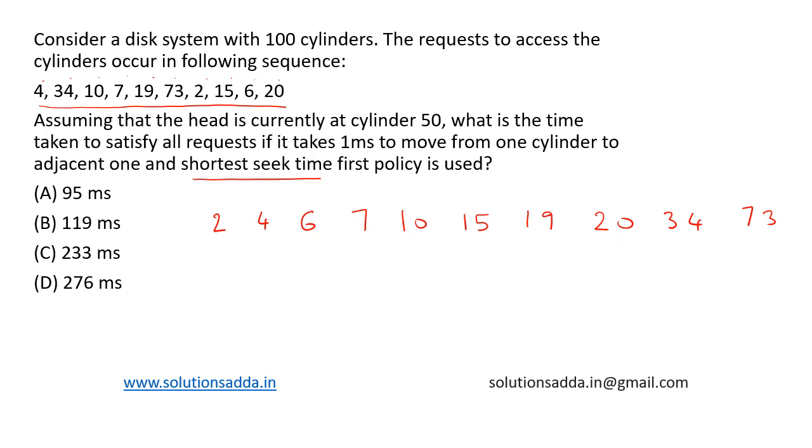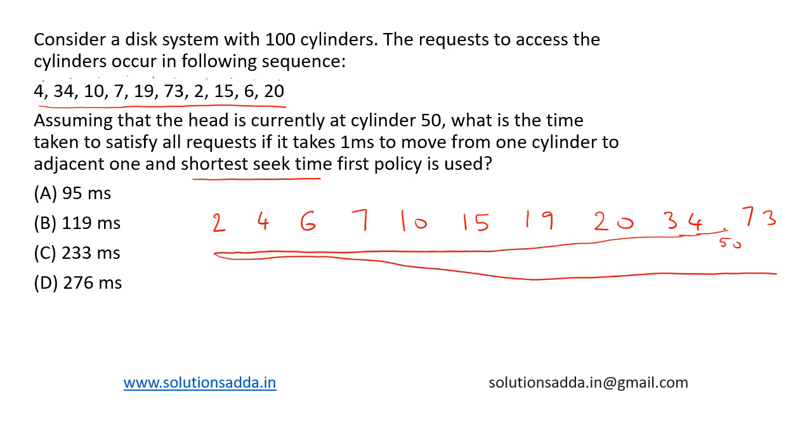Assume it is somewhere here. Now, since shortest seek time first is used, 34 is the next closest cylinder. So it moves from 50 to 34. Now since it is at 34, the next shortest distance would be 20. So what happens here is it will be moving in this direction only to satisfy all the requests. Then to satisfy the request of 73, it moves from 2 back to 73.